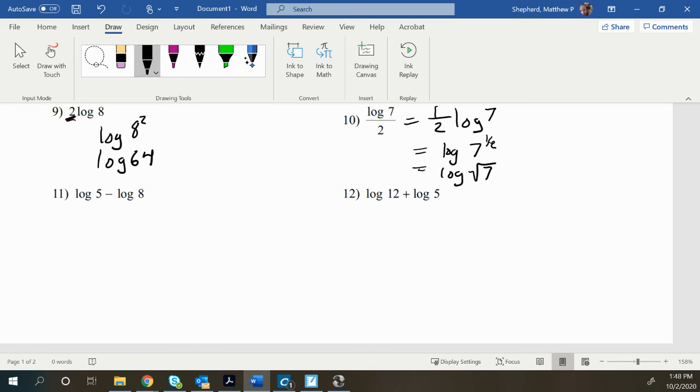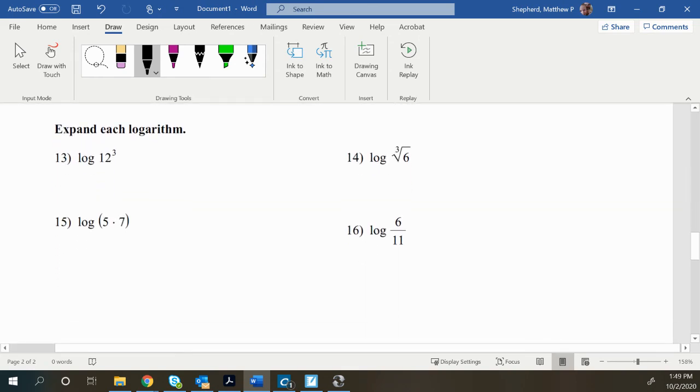Same kind of principle. All right, so now we see 2 logs, both of them base 10, being subtracted. So I can rewrite this now as a log of base 10, where we have 5 over 8. Okay, so there's our quotient property. And then this time, once again, we see 2 logs, same base, this time being added. So we'd use our product property, which means we'll have log of 12 times 5. So log of 60.